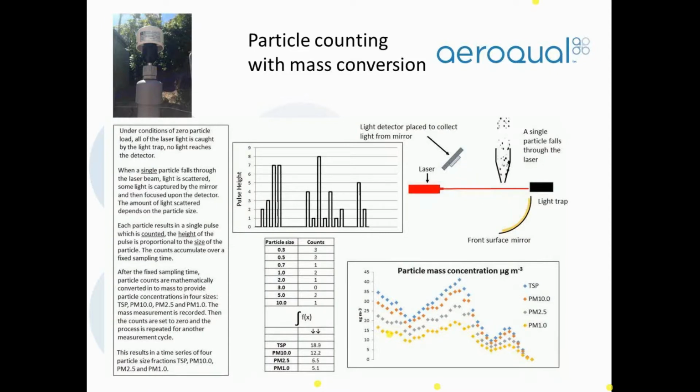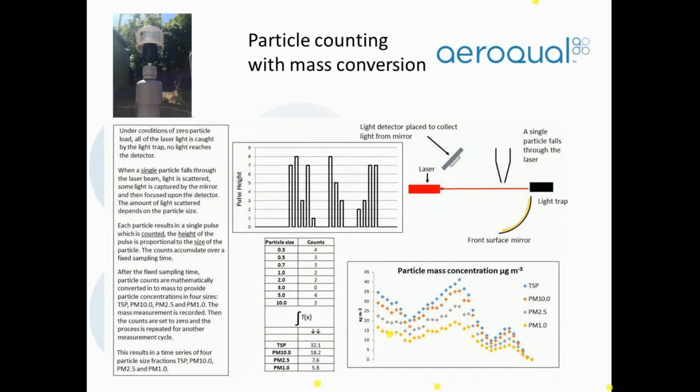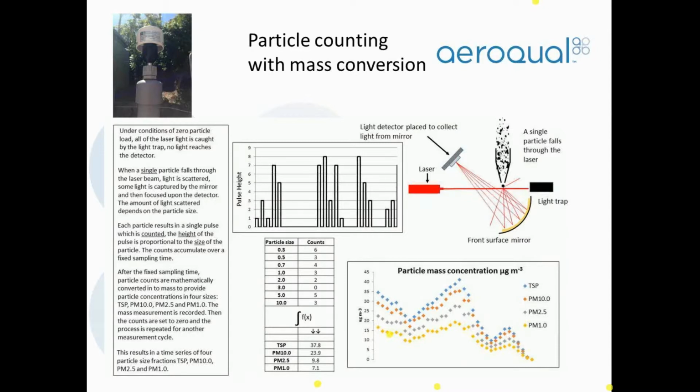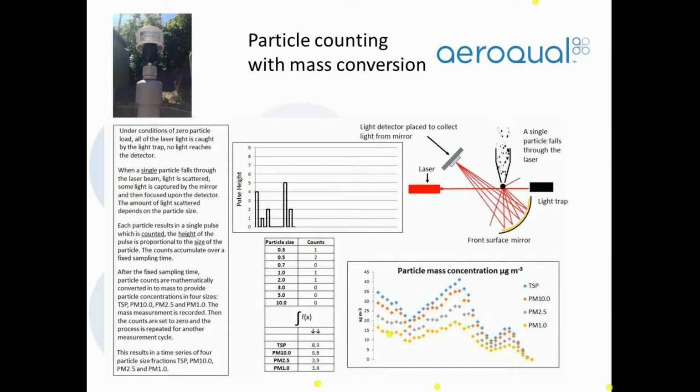So this is one method. This is the optical counting method. Now it is the method of highest uncertainty or lowest accuracy of the two optical methods. And the reason for this is because the integrity of the front surface mirror can degrade over time, and this can significantly affect not only the counting but the binning, the size binning. So particle counting with mass conversion tends to be used as a survey tool for very, very quick dust assessment, and doesn't tend to be used for a longer-term monitoring strategy.